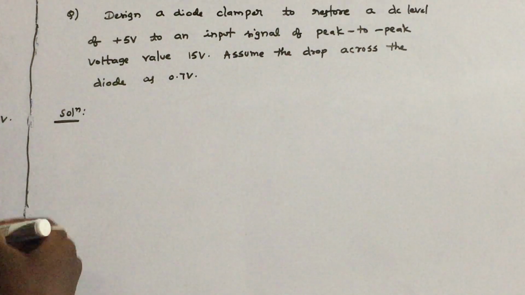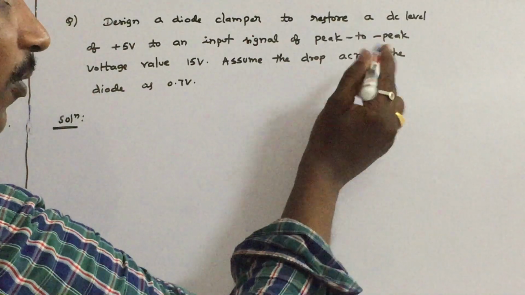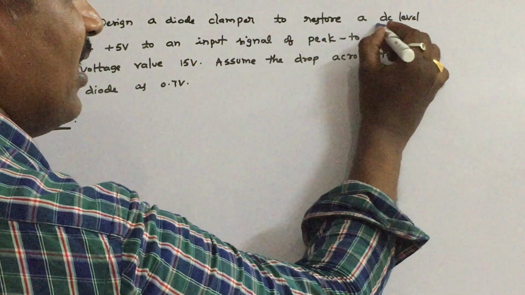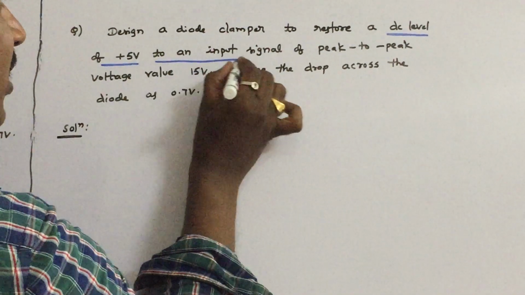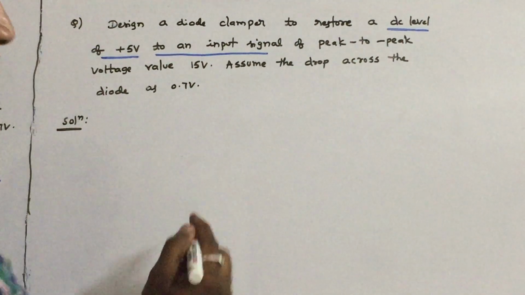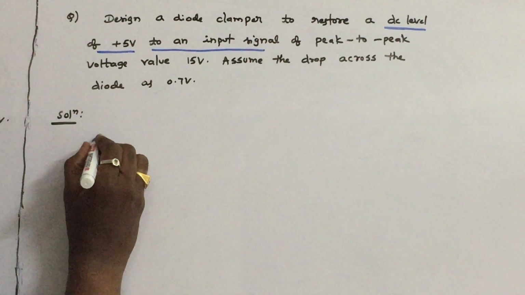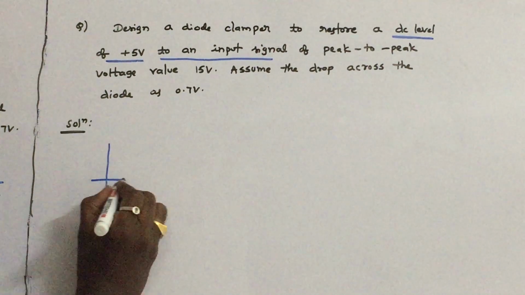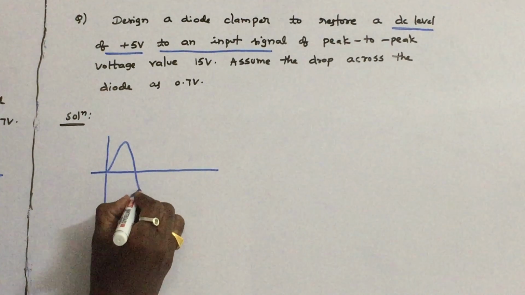Here this problem is slightly different. Understand that it is not said whether positive peaks or negative peaks are clamped, but in the problem it is given that a DC level of plus 5 volts is to be added to an input signal. That means for an input signal, say for example, this is our input, which is given as a peak to peak value of 15 volts.